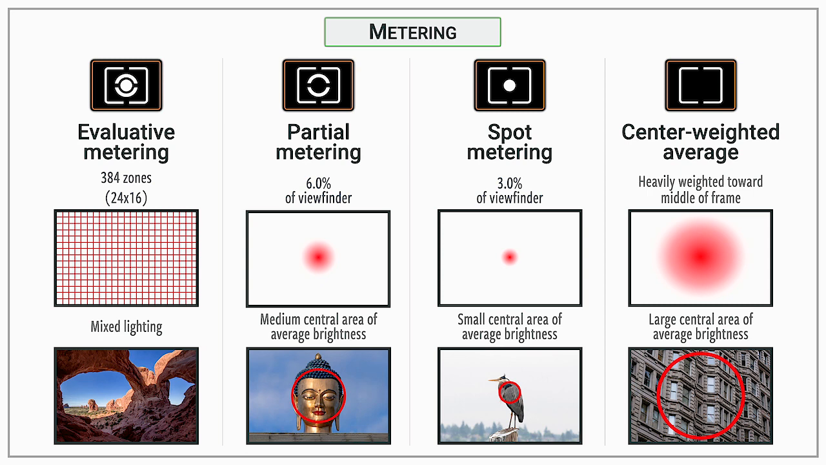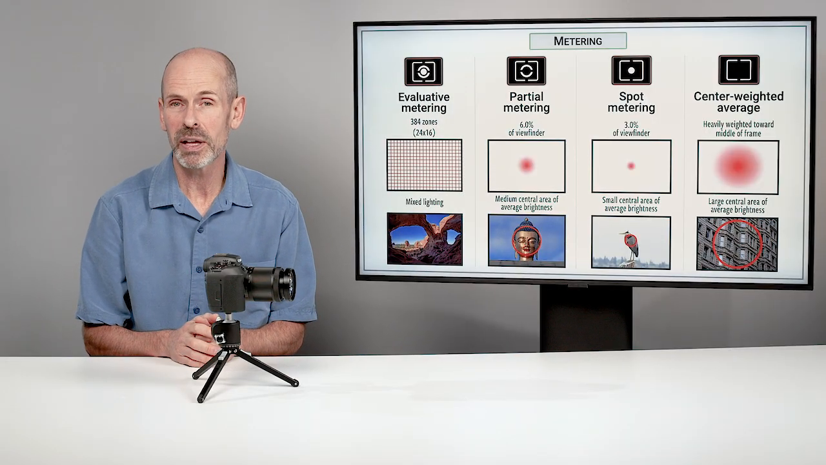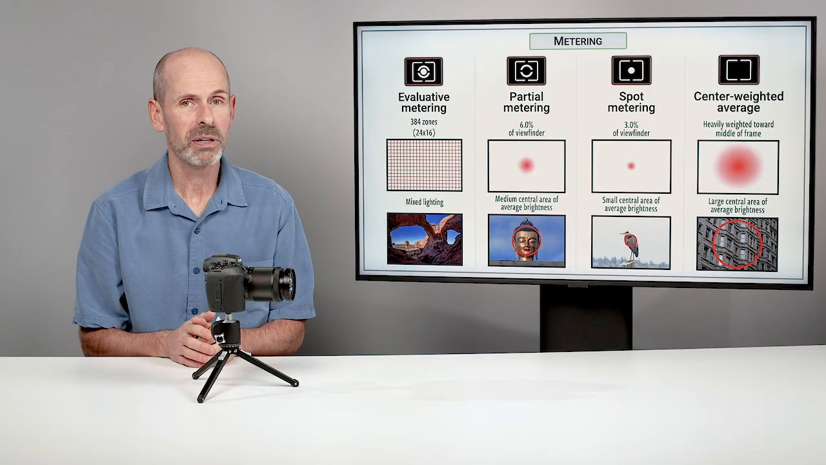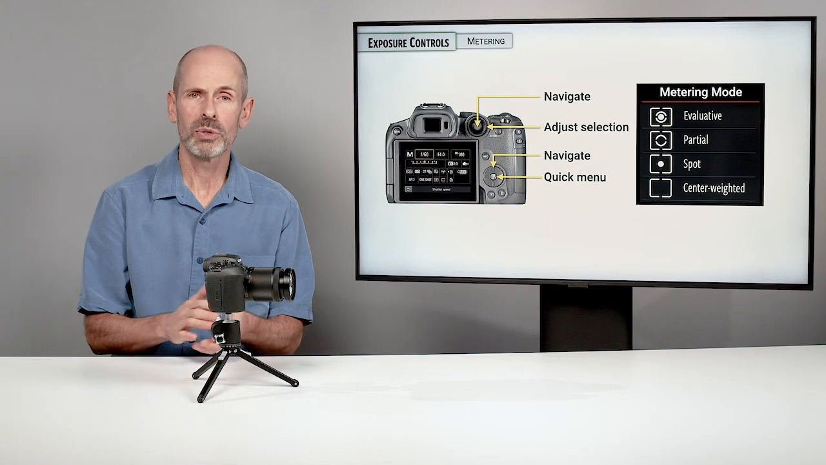And so there are different ways of working for different types of photographers, but I will have to say that the evaluative metering is pretty darn good in a lot of situations, and so you're probably pretty safe leaving it there most of the time.